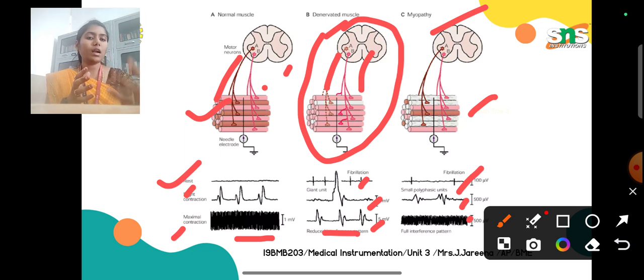By doing analysis in this way, the physician will come to know what type of muscle damage is occurring, whether it is related to nerves or muscles. At the end we come to know what the particular problem is, and we will go with treatment accordingly.